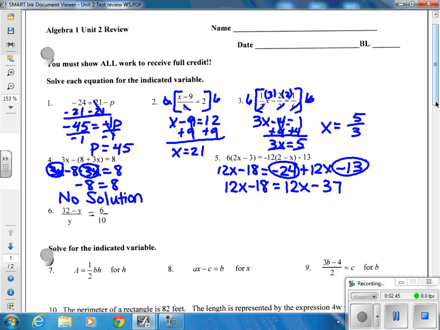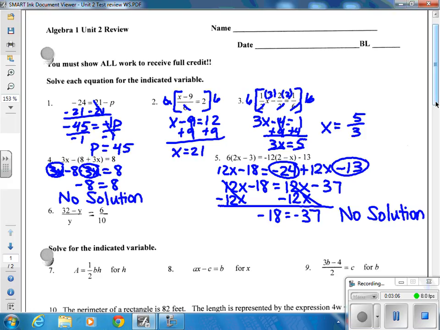You're going to need to move your variables because you have variables on both sides. They happen to be the same number, so we'll just subtract 12x from both sides. And you'll notice that in this case, both x's disappear and cancel out, so you're left with negative 18 equals negative 37. This is again a special case, and because the numbers are different, it is once again a no solution equation. When the two numbers are the same, you call it an identity, but in both of these cases, the two numbers were different.